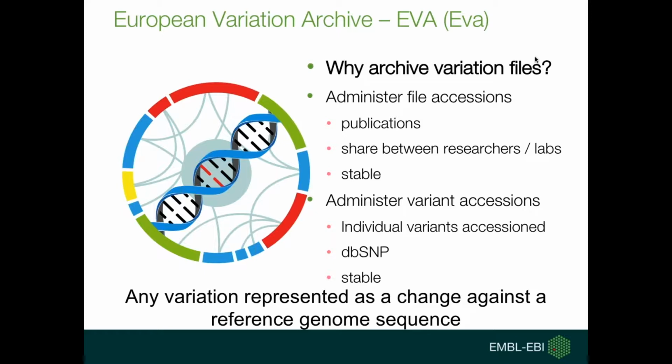The second reason is that we administer variant accessions. These are individual accessions for each variant within a VCF file, variant call format file that we use at EVA. And the variant accessions we use are the same as dbSNP. So we have an SS identifier for a submitted SNP, and periodically these are clustered into reference SNPs. At EVA, because we use the variant call format VCF file, any variation is represented as a change against a reference genome sequence.